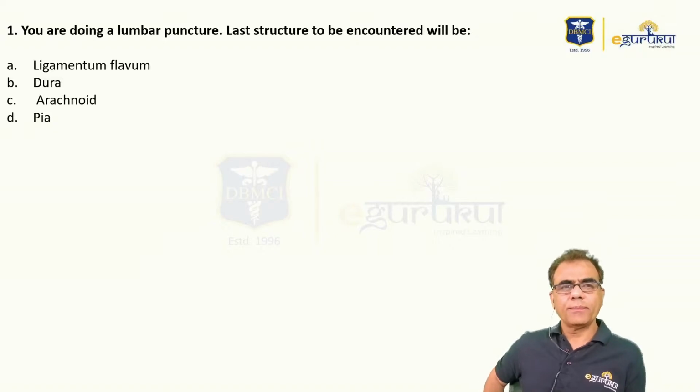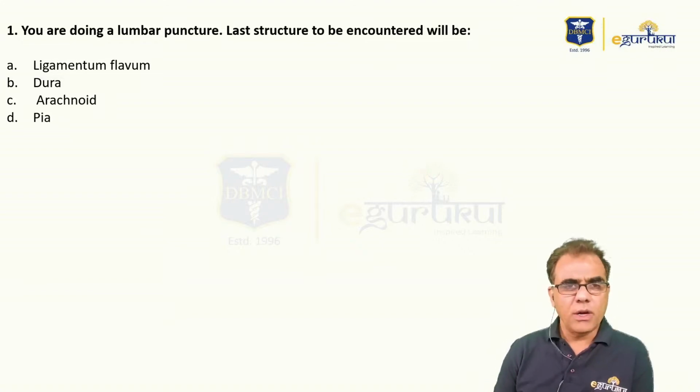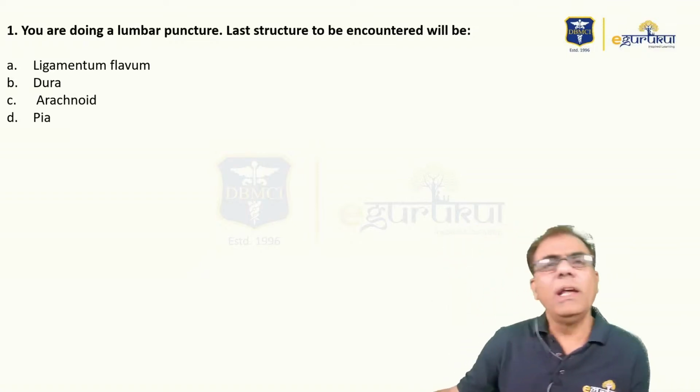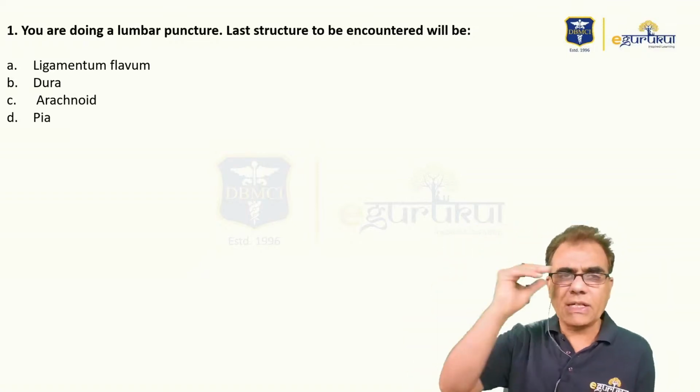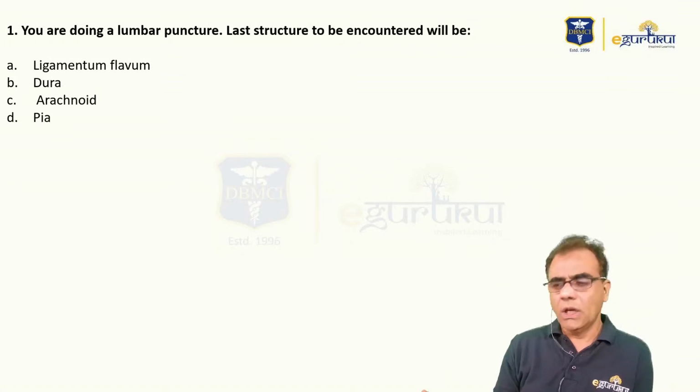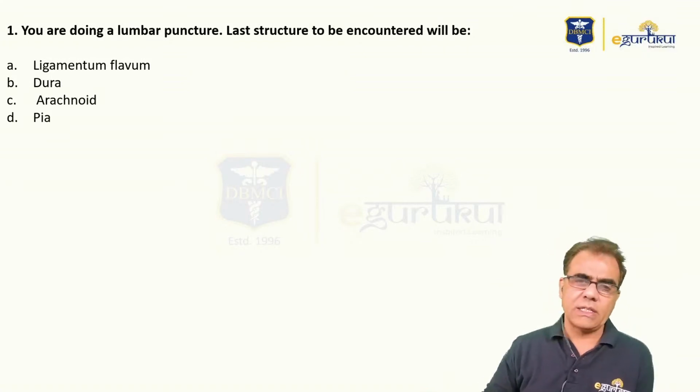Question number 1. You are doing a lumbar puncture. Last structure to be encountered will be ligamentum flavum, dura, arachnoid, pia. So this is actually very commonly asked, what are the structures which you will encounter when you are giving spinal anesthesia or epidural anesthesia.